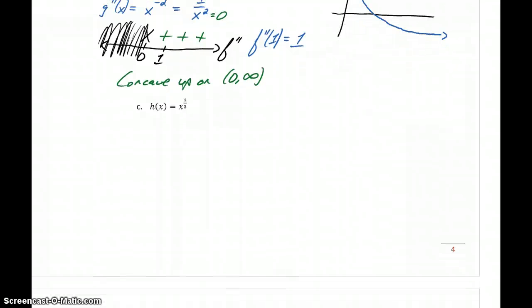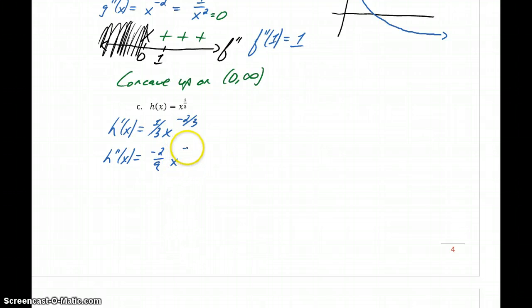And then for part C, we have x to the 1/3. So our first derivative will be 1/3 x to the negative 2/3. And then our second derivative will give us negative 2/9 x to the negative 5/3, which we could rewrite as negative 2 over 9x to the 5/3, to again realize that this function can never equal 0, but will be undefined whenever the denominator is equal to 0, so whenever x equals 0.